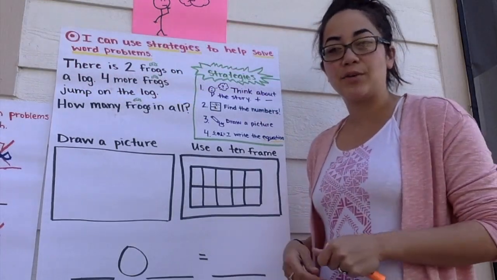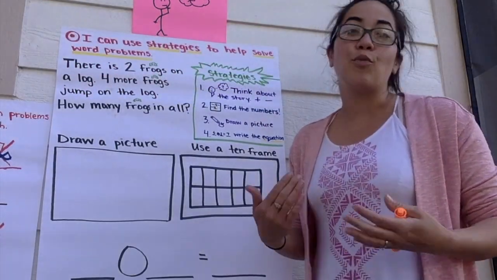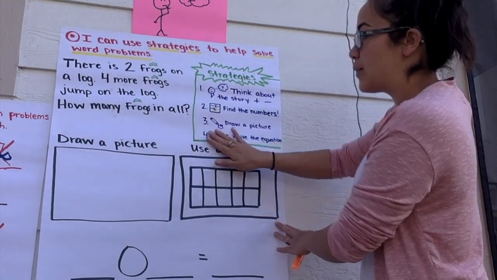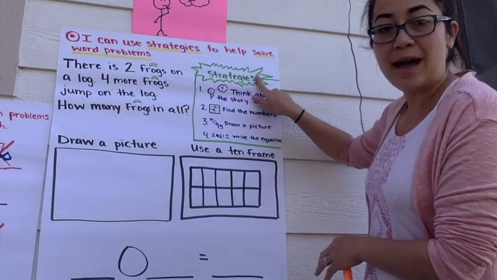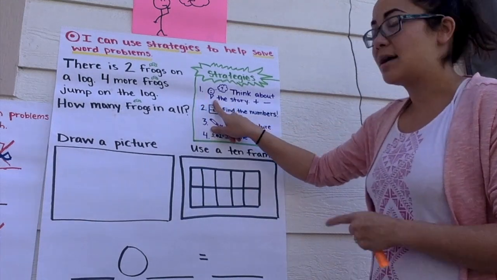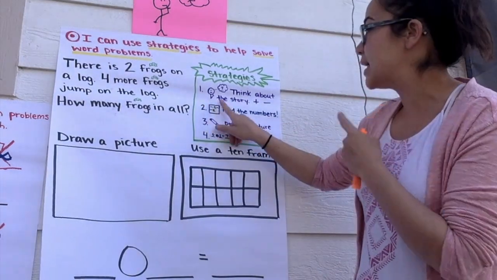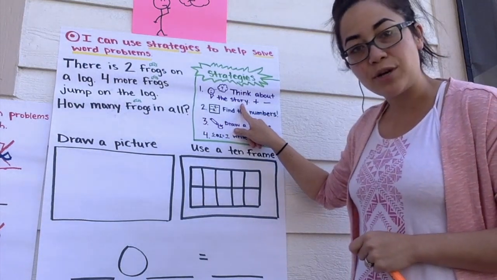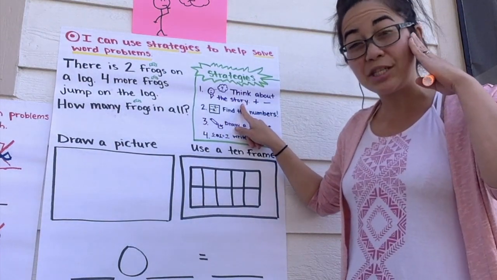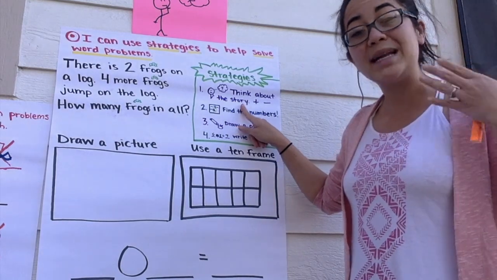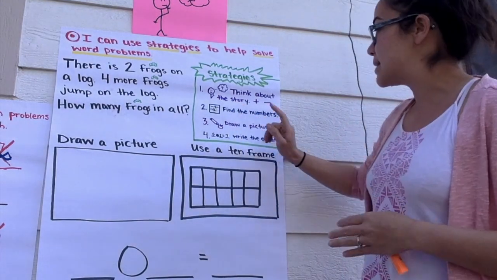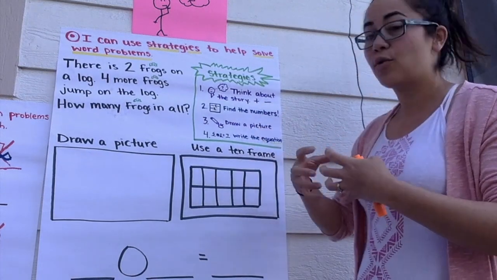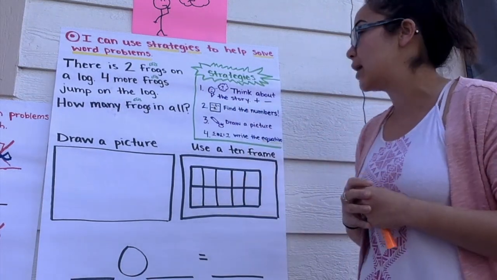So the first thing I want to do is remember what my strategies are and what steps I need to take to solve our word problem. So over here in my box, I have the word strategies. Number 1, I see a little person kind of thinking. It says, think about the story. So after I read my story problem, I'm going to stop and I'm going to imagine in my head, kind of like a movie, what is happening in the story. And I'm going to decide, are we adding in my story or are we taking away in our story?